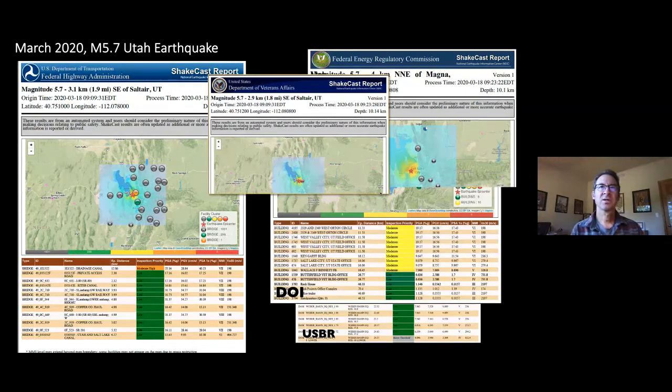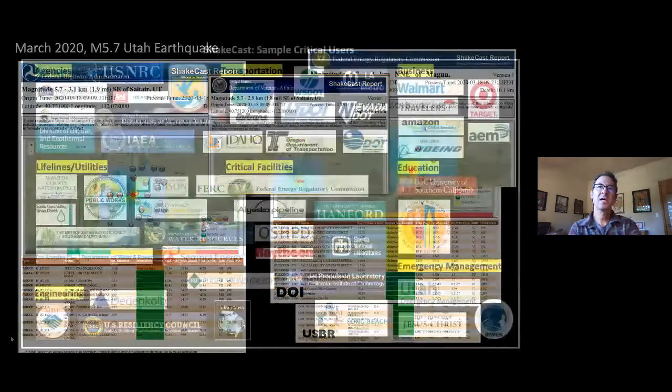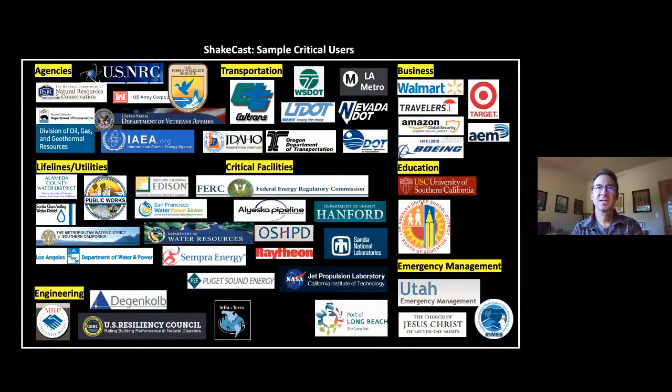So for that particular earthquake, there are a number of different groups that are running ShakeCast. This is the Highway Administration for the United States, the Department of Veterans Affairs, which has hospitals, and they're concerned about hospitals in the area. FERC, the Federal Energy Regulatory Commission, is worried about dams where there's power generation, and so they get alerts with information about dams and so on and so forth. And so there's a number of different users that use ShakeCast for critical decision making and inspections.